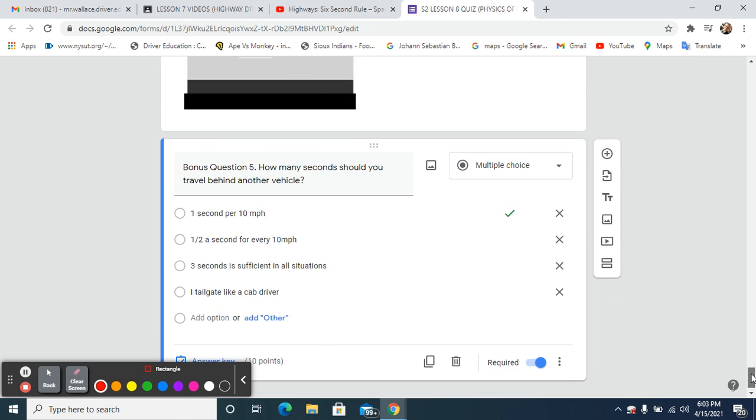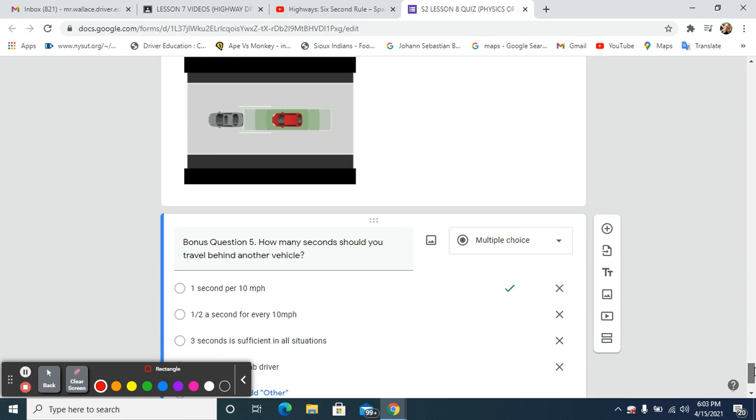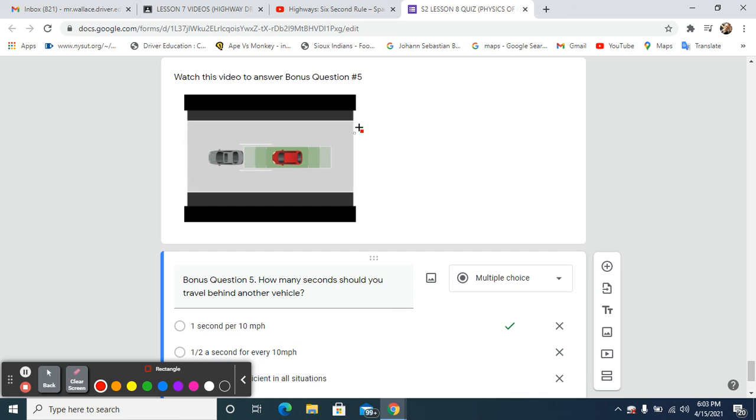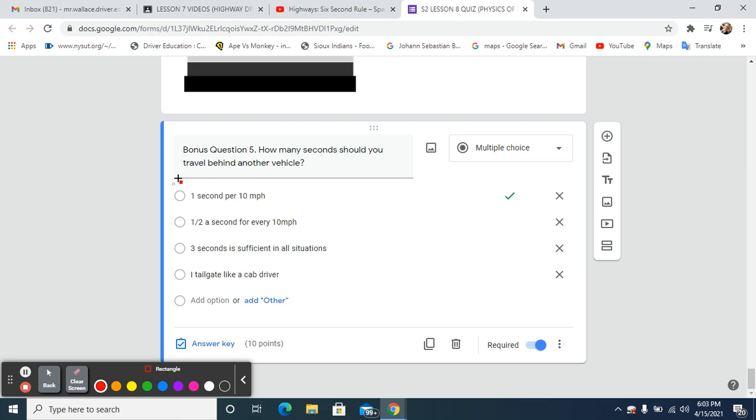Okay, on the highway, in fact, in any situation, we are going to use the 10 mile per hour rule. So for every 10 miles per hour, we should give 1 second of space cushion. Okay. So 1 second per 10 miles per hour. And that is the review for the lesson 8 quiz.